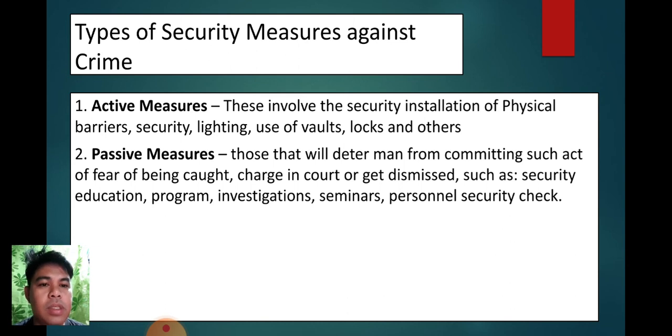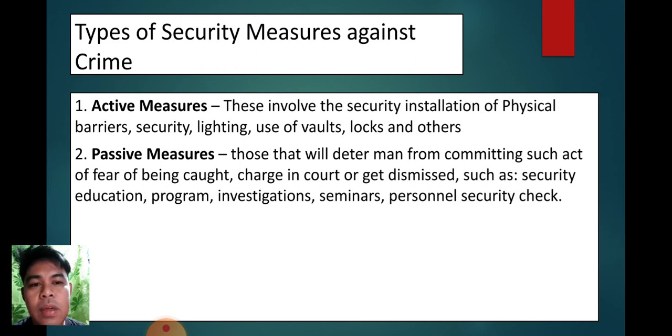When you say passive measures, those are measures that will deter man from committing such act for fear of being caught, charged in court, or dismissed, such as security education program, investigation seminars, personal security check. Like these passive measures, pwede yung mga danger zone, yung may warnings. So, do not trespass or you will be shot, ganyan. Yun yung mga passive measures na you put fear in the criminals so that they will not enter or try to commit such crime against you. So that is the number one key.